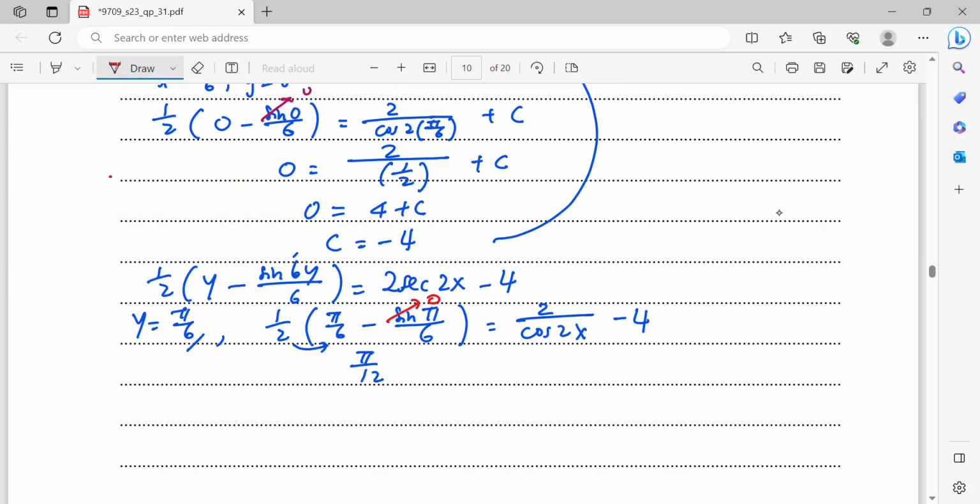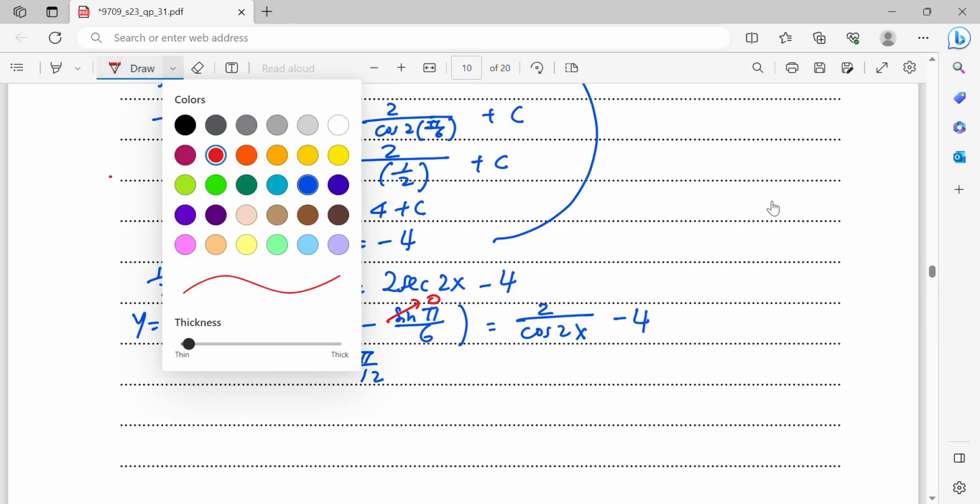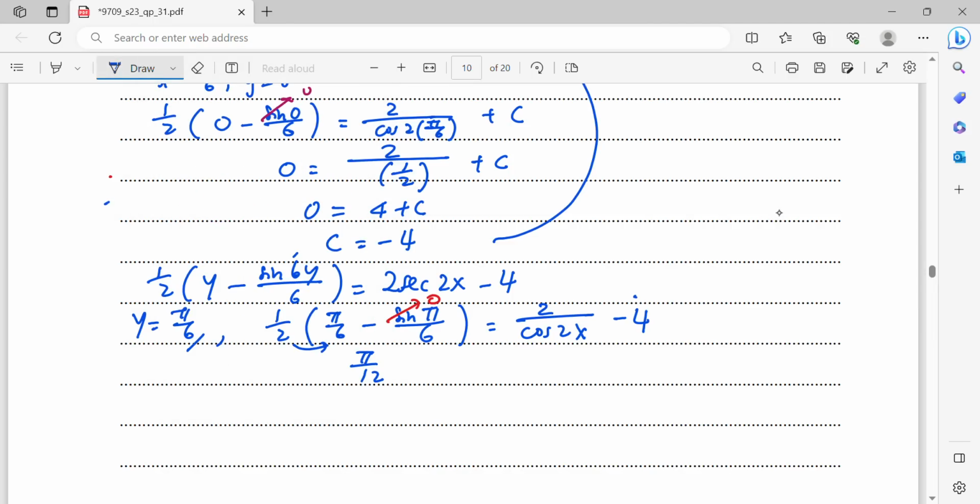Okay, so it means that the second term is going to be 0. Then now I will move this minus 4 to the other side. So it becomes plus 4 equals 2 over cos 2x. Then now, before we get the x, you need to get the cos 2x first. So this cos 2x moves up, and this whole term, both terms on the left hand side, will be moved down. So it becomes 2 over 4 plus pi over 12. Okay, and now use a calculator. This is going to be 0.4693.